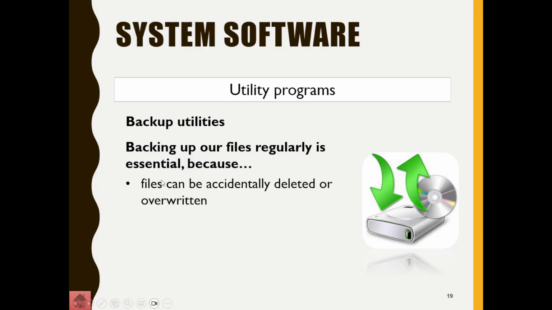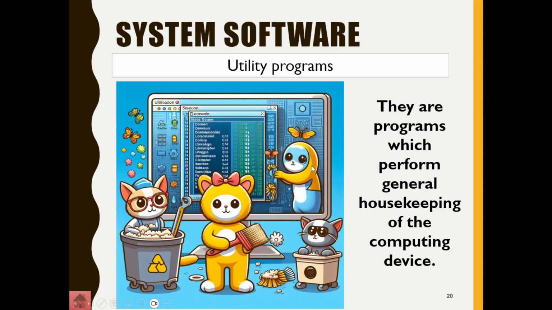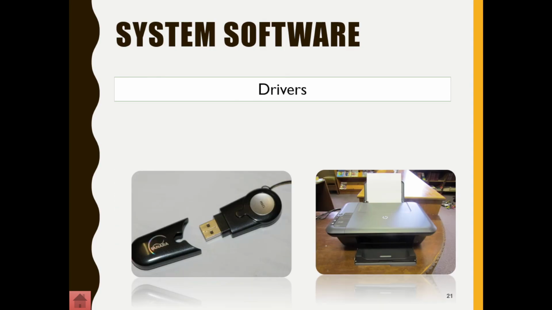But why do we do this? Because files can be accidentally deleted. Files can become corrupt. Storage devices can fail. This is a typical question that comes up. So know not just what a backup is, but why we back up, and know at least two reasons. So again, our utility programs are programs which perform general housekeeping of the computing device. And we say computing device because it could be a laptop, a desktop, or your smartphone. They all fall under computing devices.